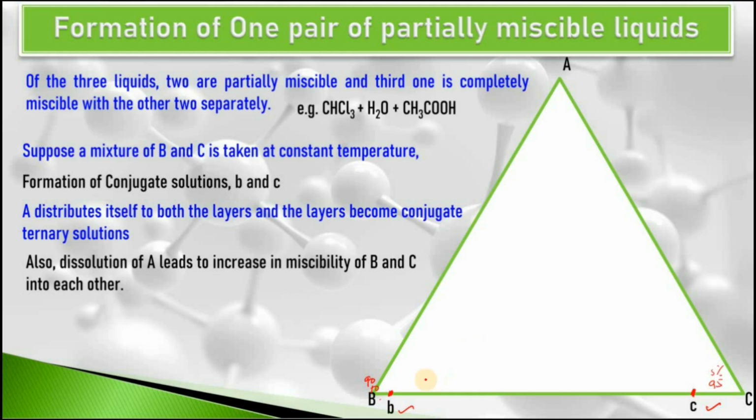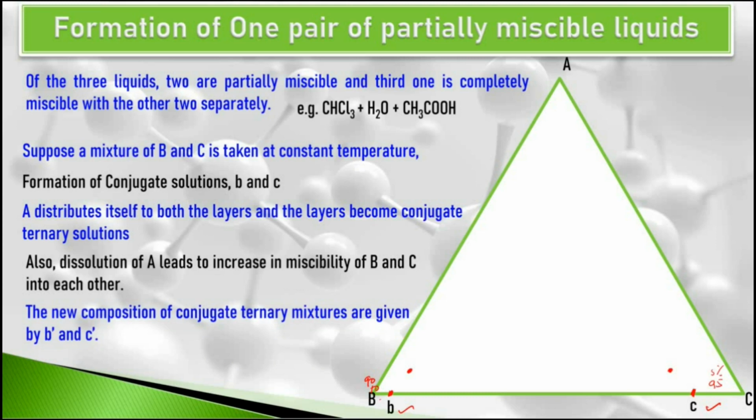But when A is dissolved in it, the solubility or miscibility of B and C also increases in each other. That means now it may be something like that here, that is 80% of B and 20% of C, or here, that is 90% of C and 10% of B. That means on adding A, miscibility of B and C also increases. As a result, we get new compositions of conjugate ternary mixtures, which are generally given as B dash and C dash.